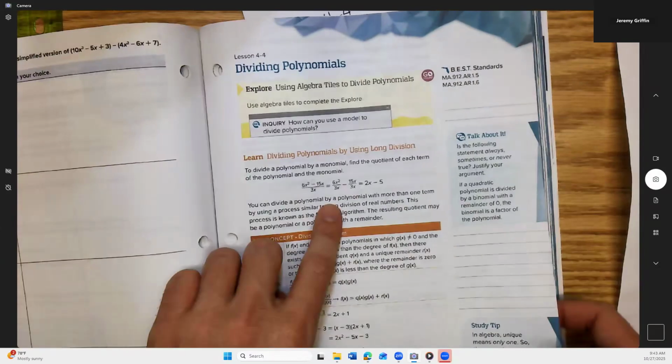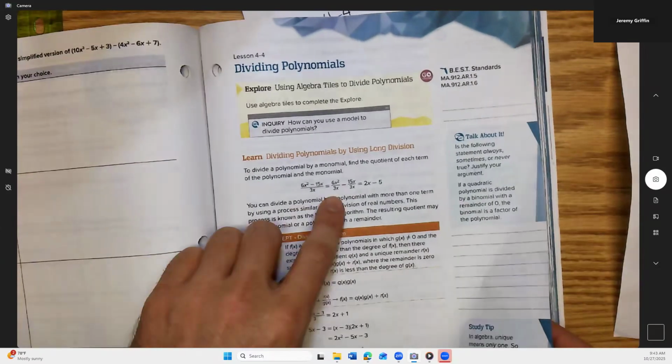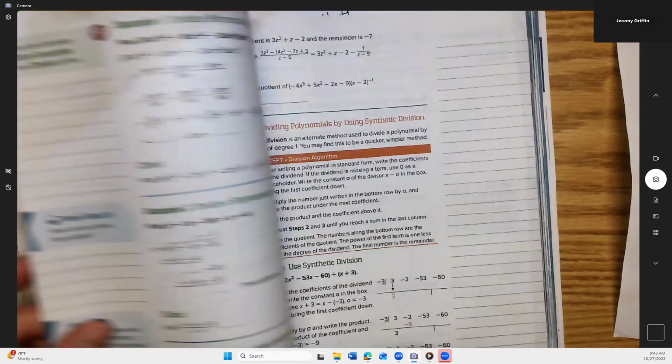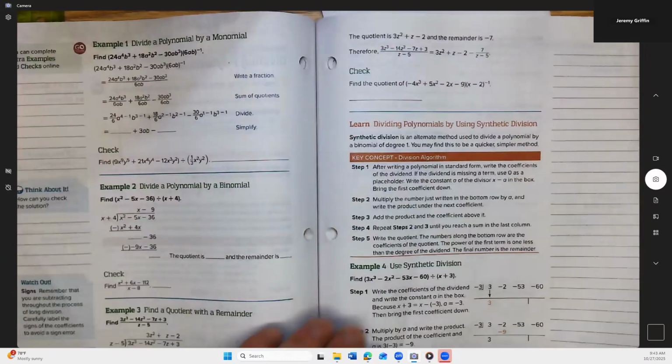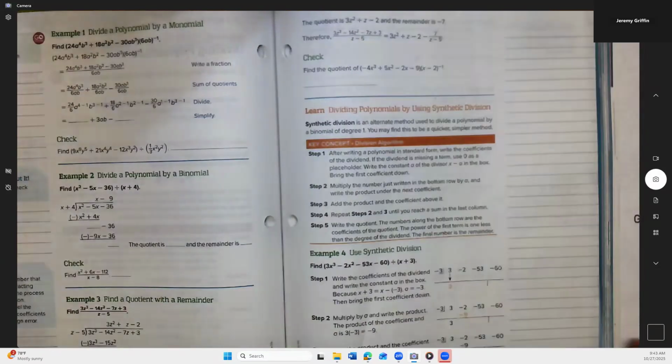Now, some of these are pretty straightforward. If you have a monomial, you can just divide each term. So that's not too bad. There's also long division. I'll show you guys some examples with long division. And there's also something called synthetic division. So I'll show you each one of those.